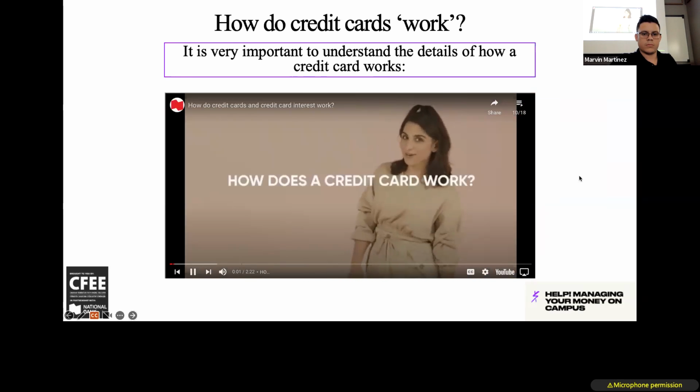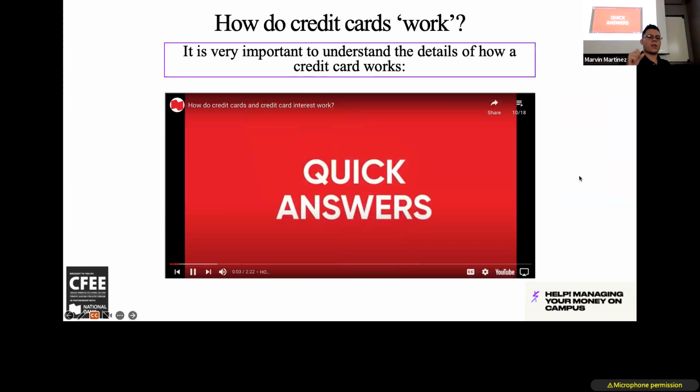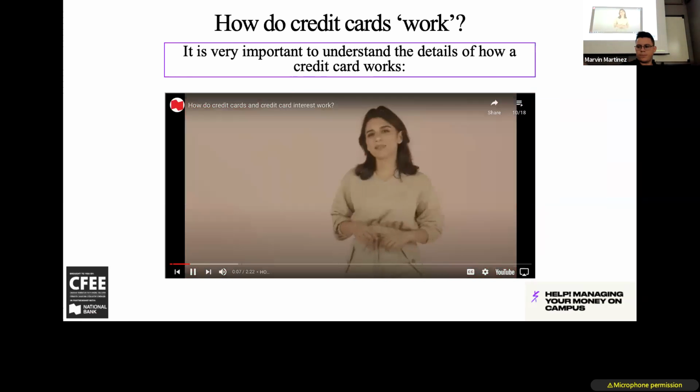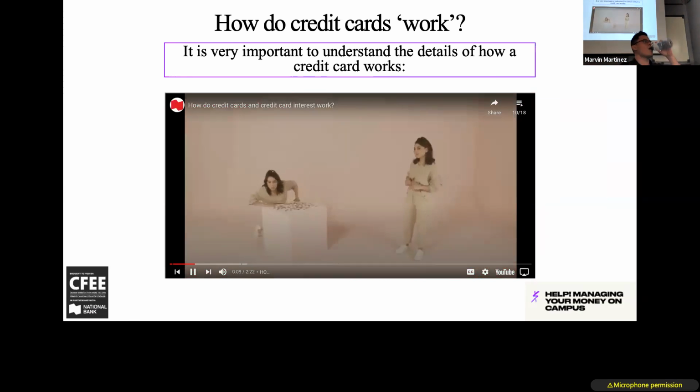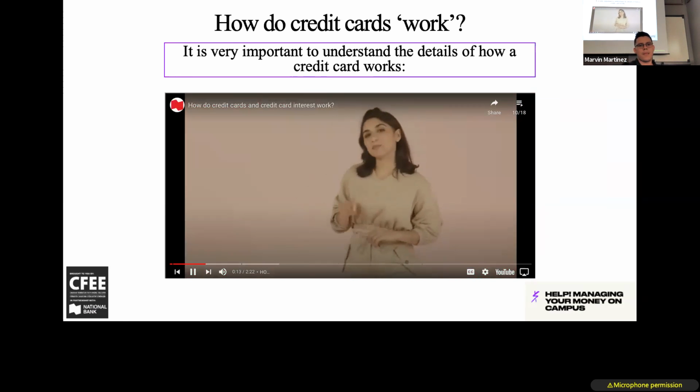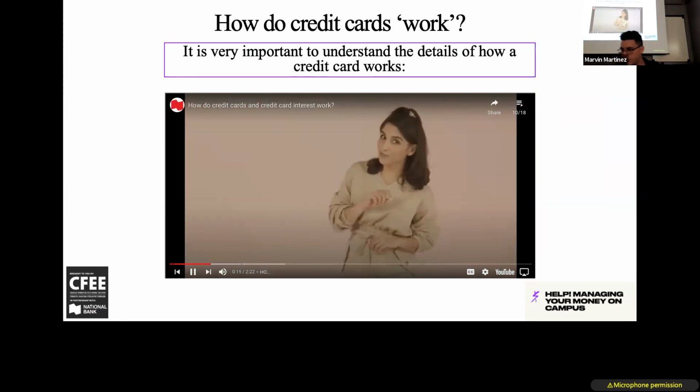Are you wondering how a credit card works? I'll explain in less time than it takes to put together a puzzle. Where's the lid with the picture on it? I'll explain in less time than it takes to put together a puzzle without the lid with the picture on it.